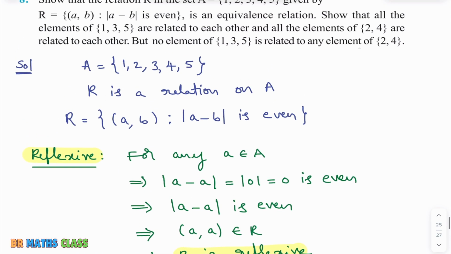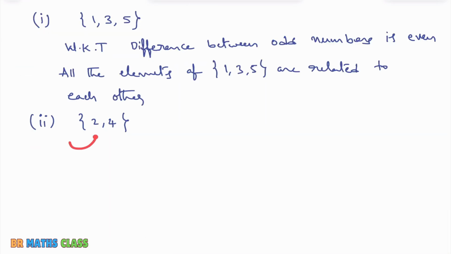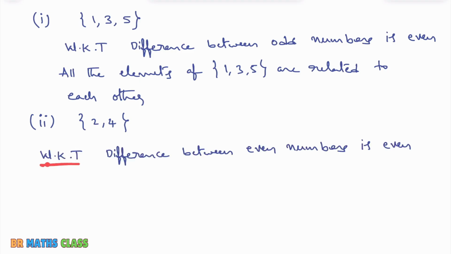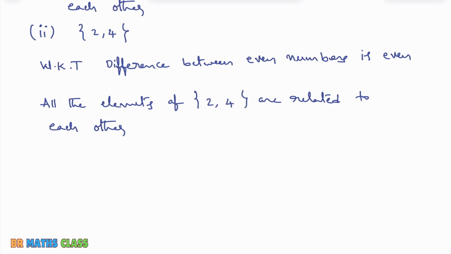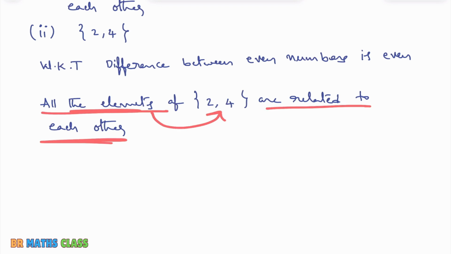Now you see the second part, what they are asking. All the elements of set {2, 4} are related to each other. We know that the difference between two even numbers is even, right? Here you see modulus of 2 minus 4 is modulus of minus 2, which is 2, even. So what can I write? We can write that all the elements of set {2, 4} are related to each other.